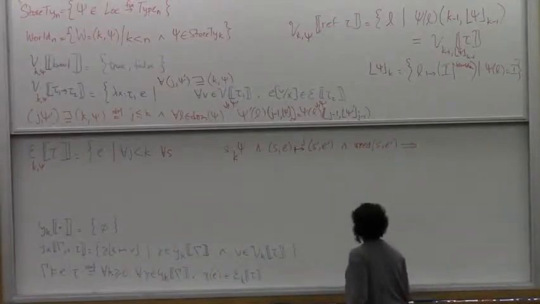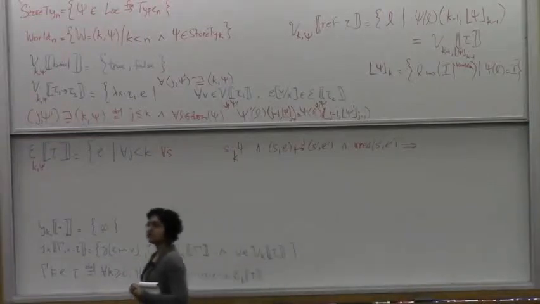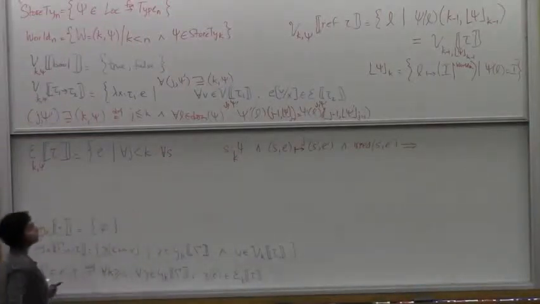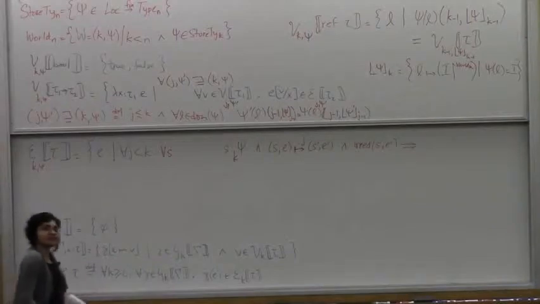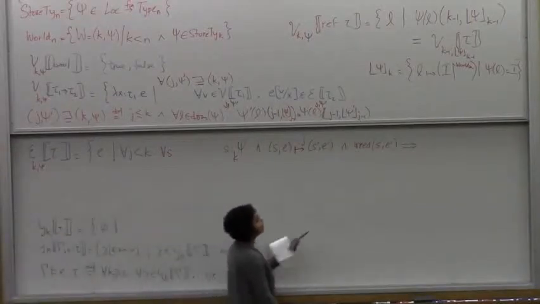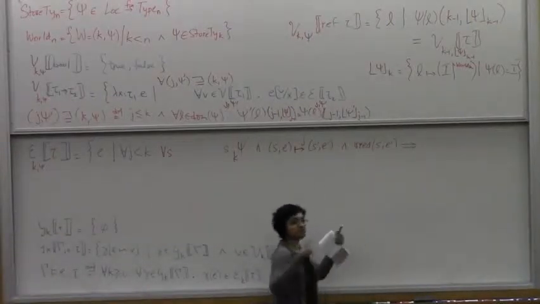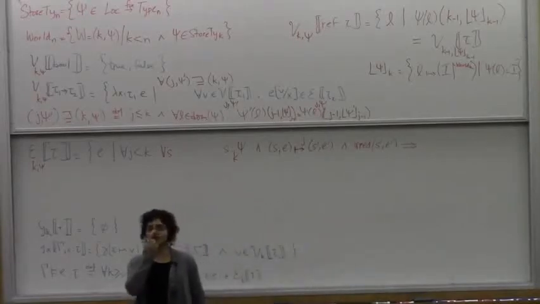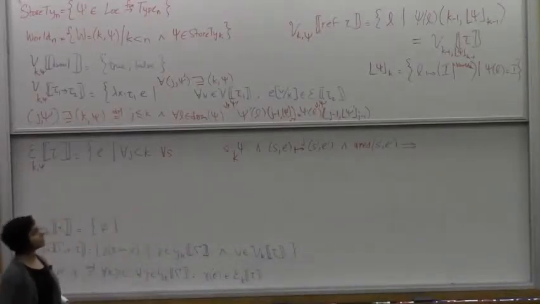Then what should be the case? We want to say the same thing we said before about how E prime should belong to V of tau, right? Okay. But what do we need to say about S prime?